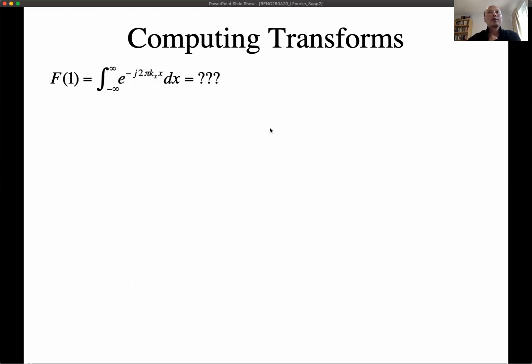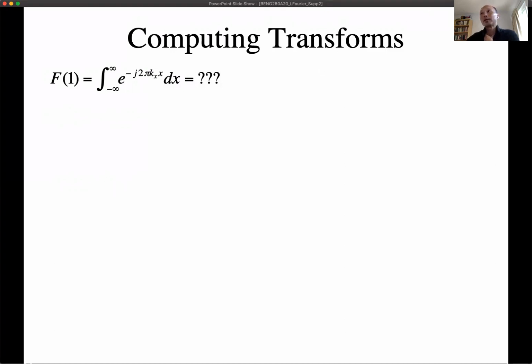Next one is, what is the Fourier transform of 1? Let's plug that in. The 1 is just here, so 1 times e to the minus j 2 pi kx is just itself. Once again, we can try to think about evaluating this, but the problem is we're going to have terms like e to the minus j 2 pi kx times infinity, because we evaluate the exponential at infinity.